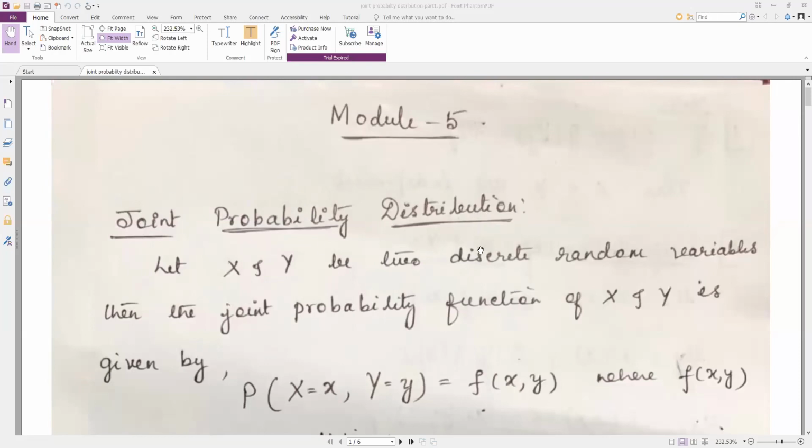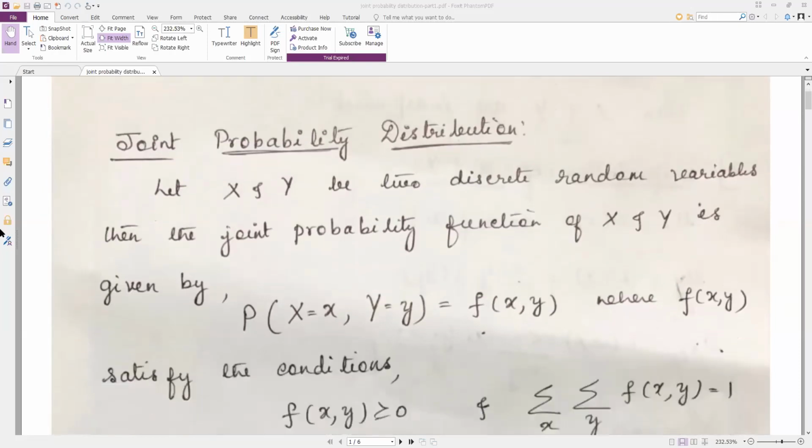So joint probability distribution. What do you mean by joint probability distribution? The name only suggests joint, right? We are joining x as well as y. So let x and y be two discrete random variables. Then the joint probability function of x and y is given by P(X = x, Y = y) = f(x, y).